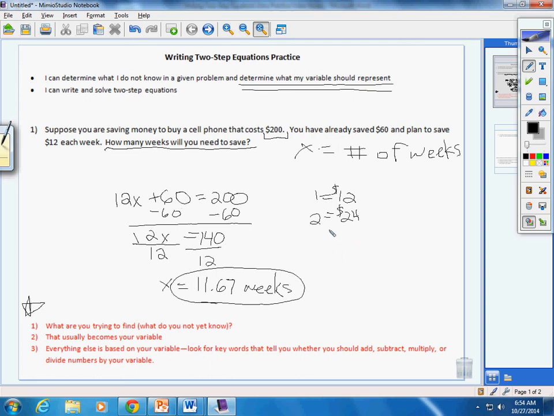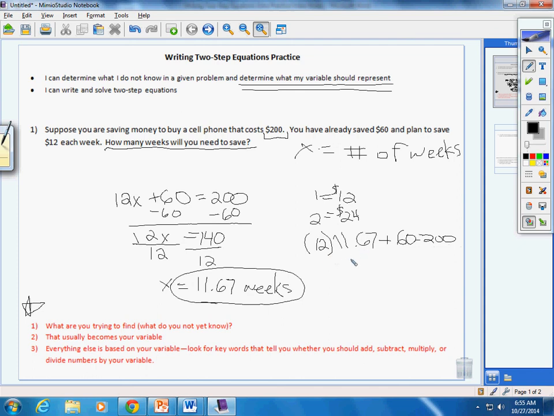So just a reminder of how to check this. You do like 11.67. You're plugging that in for x, so it's going to be 12 times 11.67 plus 60 equals 200.